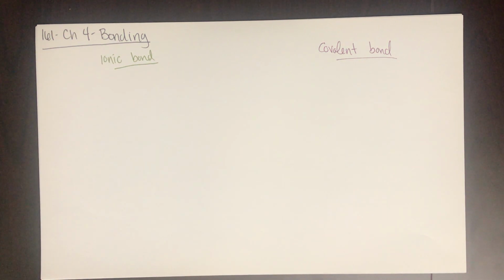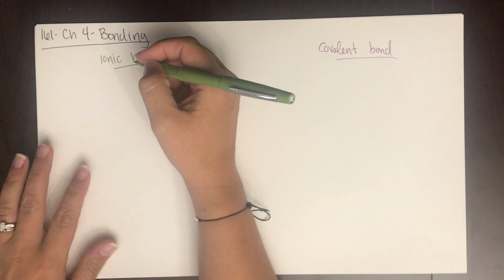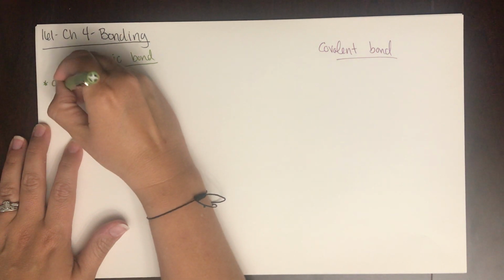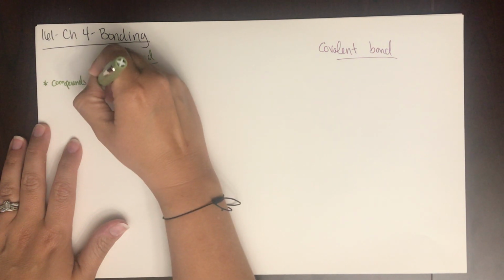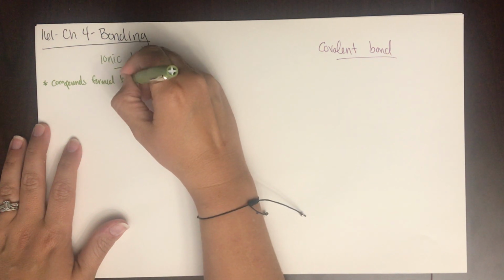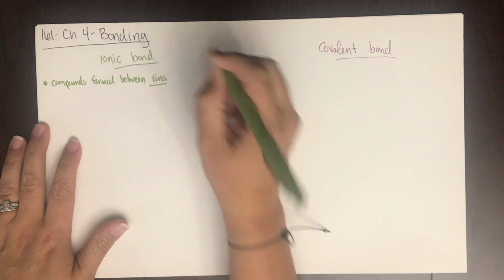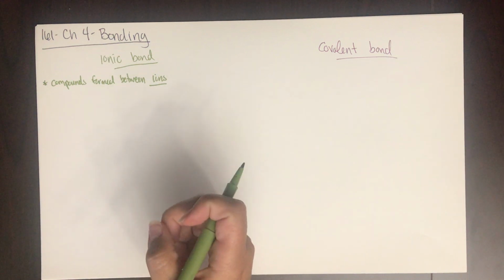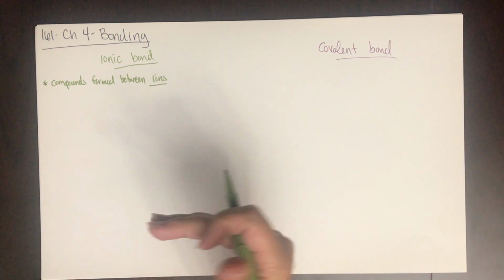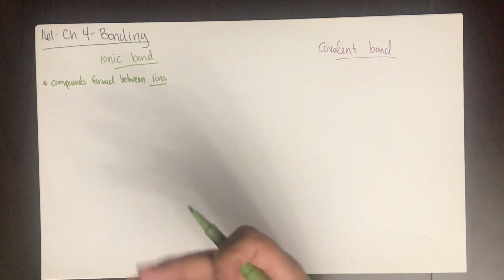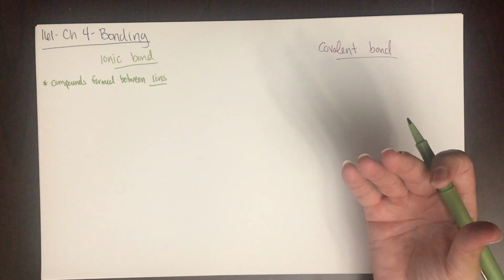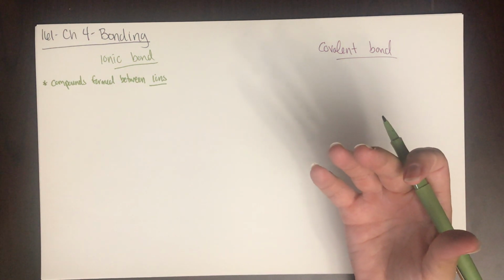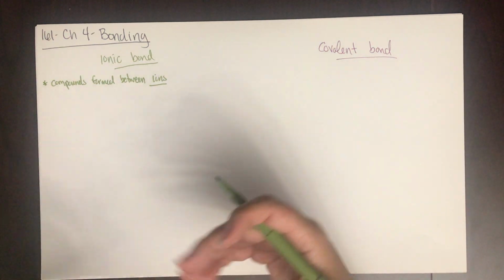So ionic bonds form between ions. They're called compounds. Compounds formed between ions. So remember back in chapter 3, we defined what an ion was. Remember, an ion is an atom that has gained or lost electrons to have a full outer shell, to have a full octet or duet in the case of hydrogen, like its nearest noble gas. So compounds form between ions.